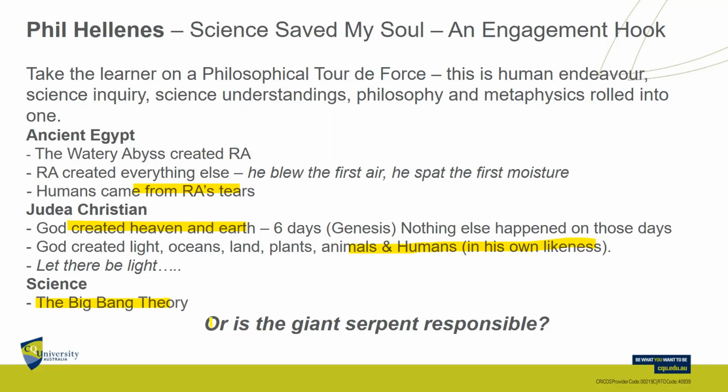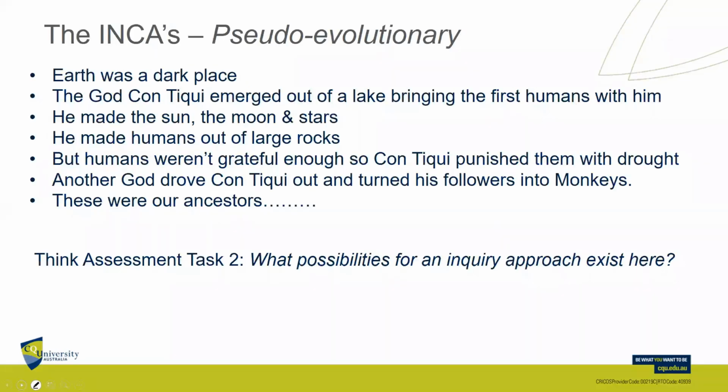Or, if we look at some indigenous cultures, from the Navajo right through to our own indigenous people, the giant serpent. Who is responsible? What is responsible for the creation of the earth? And you can have a lot of fun with this with kids. And the Incas, we go back to the pseudo-evolutionary concepts of their mythology and their cosmology, which begins with a concept a little bit like the Navajo. The earth was a very dark place. It was completely dark. And then the god Kontiki emerged out of a lake, bringing the first humans with him. He first made the sun, the moon, and the stars. Then he made humans out of large rocks. But, as human nature goes, he's the cross between the Christian ethos. We weren't grateful enough, so Kontiki punished them with drought, and another god drove Kontiki out and turned his followers into monkeys, and these were our ancestors. So you can sort of see the pseudo-evolutionary principles here from the Incas.